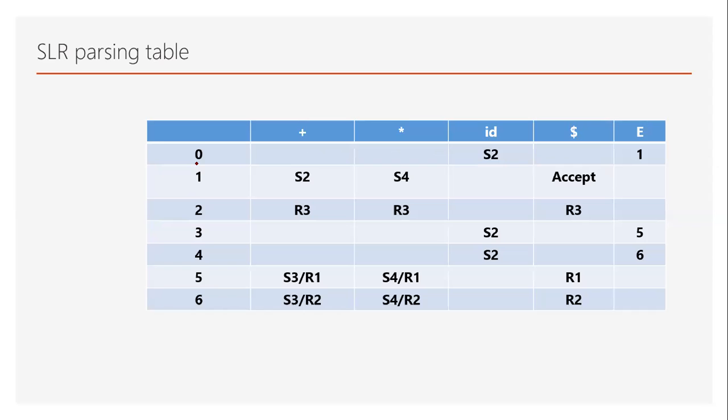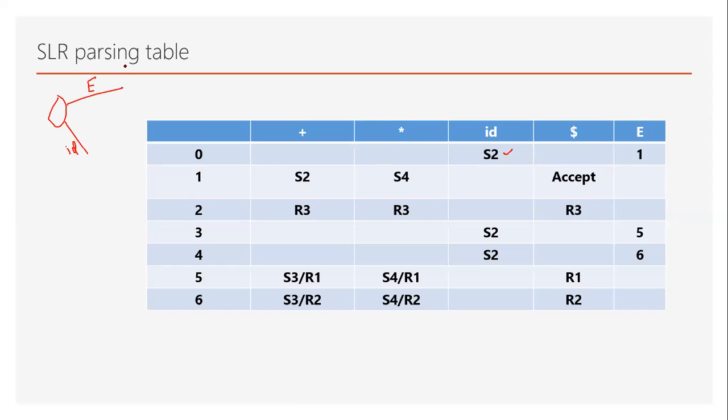Okay, now then from I0 state, if you remember our diagram only takes two places at E. Okay, and another one is on ID. Is it not? On ID, it will move to I2 state. Is it not? So we write S2.